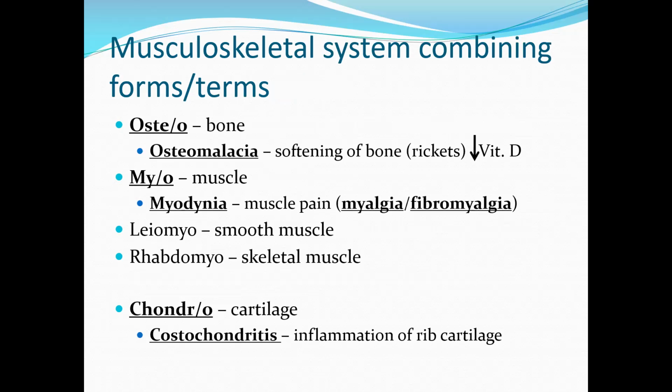Who can tell me, let's say you're doing a surgery on a patient, maybe an ACL reconstruction or some other type of surgery, and that patient has osteomalacia. What do we think that might make them more prone to during the course of the procedure?